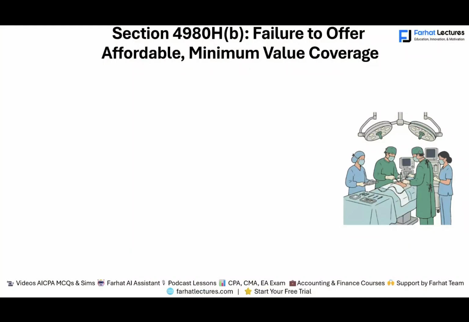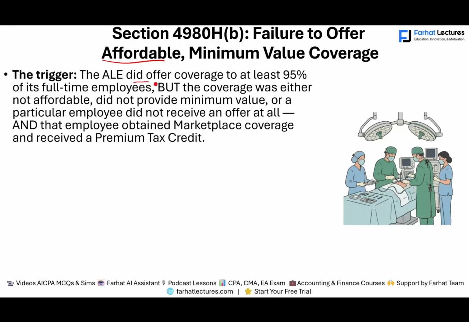Now let's look at section or violation B. This is failure to offer affordable minimum value coverage. How does it work? How is that penalty triggered? Well, the ALE did offer coverage to at least 95% of its full-time employees. Remember, if it doesn't, you have violation A. Now they did, but the coverage was either not affordable or did not provide minimum value, or a particular employee did not receive an offer at all. And that employee obtained marketplace coverage and received a premium tax credit.